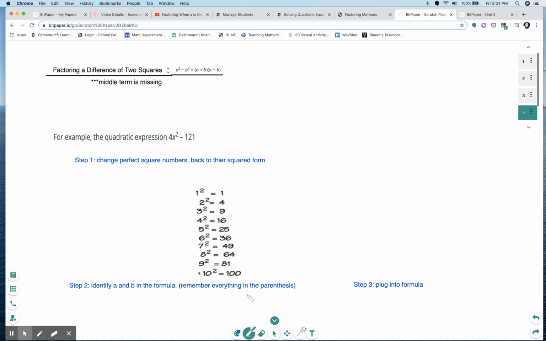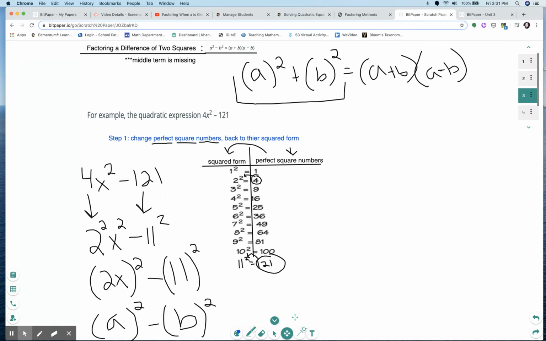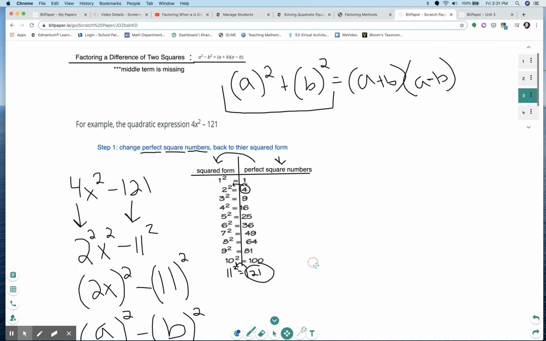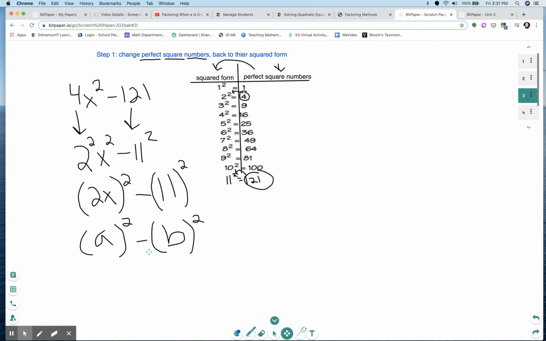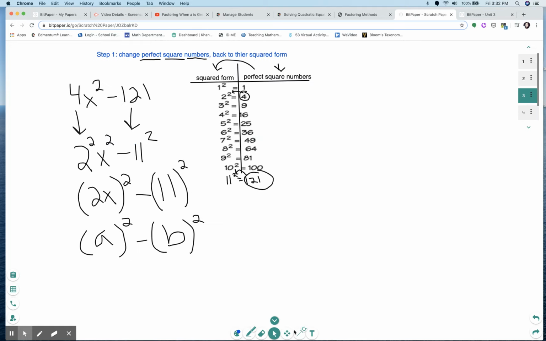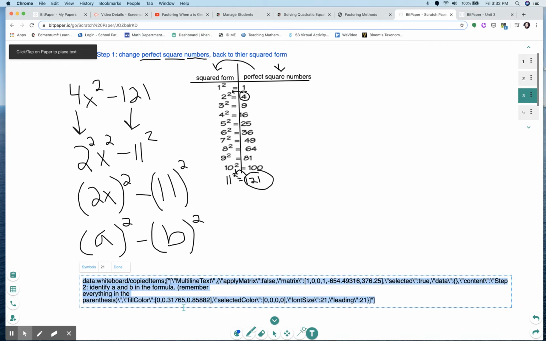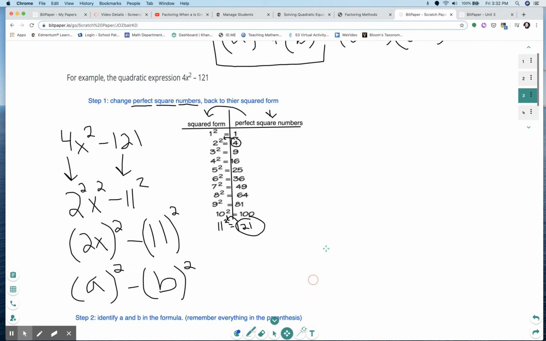Step 2, identify A and B in the formula. So let's move down a bit. For your notes' sake, what I would do is keep going down, and then right below what I have, write step 2. Actually, I'll just copy it. I don't need an extra page. I'll just copy step 2 and put it here, so that it's not confusing. There we go.